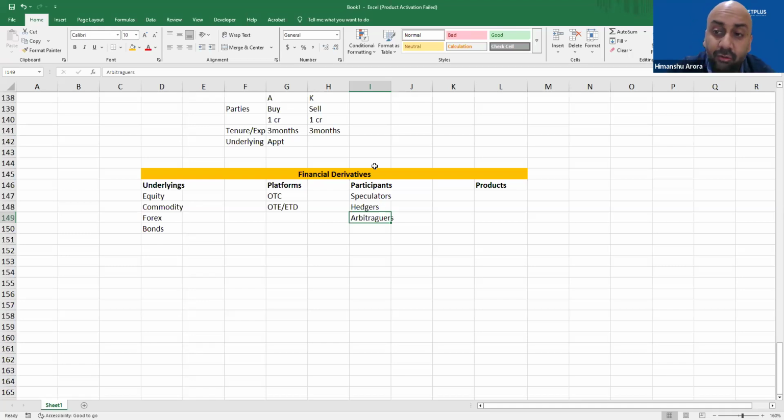Rule number 2, it's a zero sum game. Matlab profit of one is equal to loss of other. If the dollar prices go up by 10 paisa, the bank makes money. If it goes down, the TCS makes money, and vice versa. Sounds good?